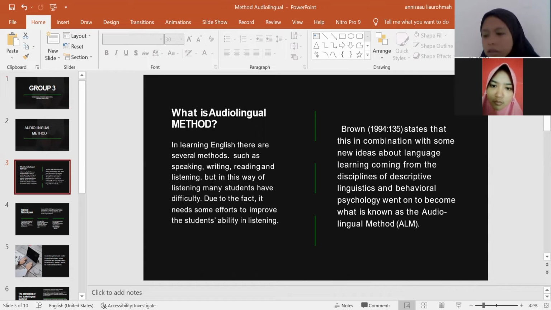Brown stated in 1994 and 1995 that the study that combined ideas about language learning, coming from the discipline of descriptive linguistics and behavioral psychology, went on to become what is now the audiolingual method.